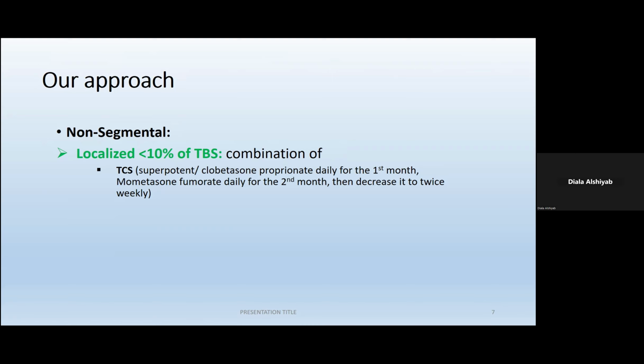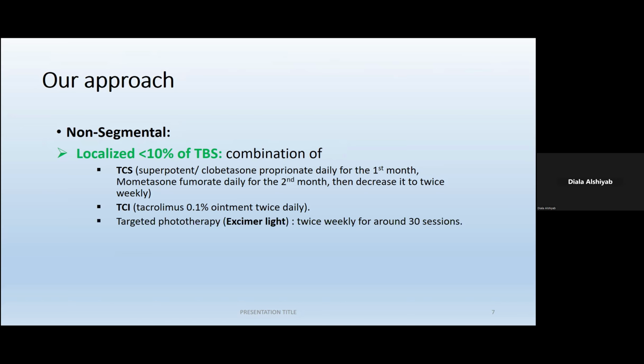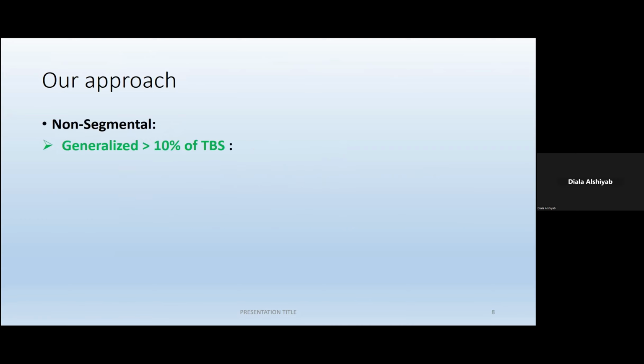This is given in combination with a topical calcineurin inhibitor, where we use tacrolimus 0.1% ointment. That is the one that we use twice daily. We consider excimer light treatment as an option for treatment. Then if the patient has non-segmental vitiligo, but now the area is more than 10% of the body involved, so this is generalized type of vitiligo.